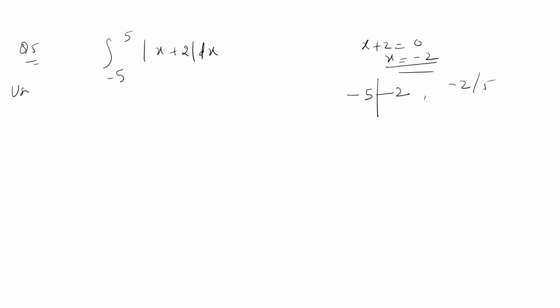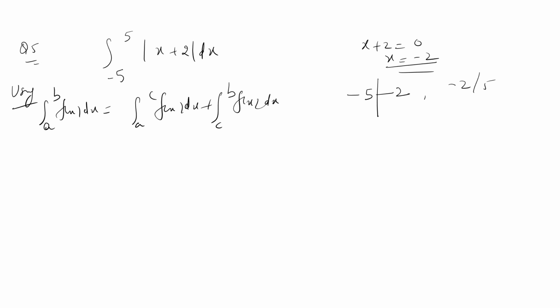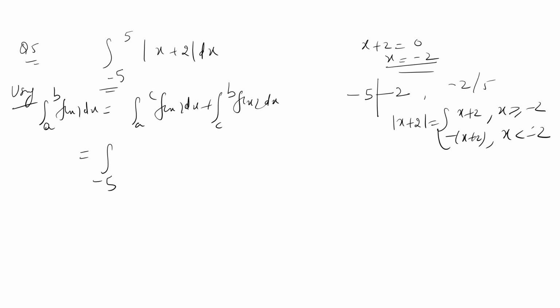Which property will we use? Integral a to b f(x) dx is equal to integral a to c f(x) dx plus integral c to b f(x) dx. You need not write that definition that mod of x plus 2 is plus x plus 2 if x is greater than or equal to minus 2, and minus times that if it is less than. Otherwise, I think it is very clear to you. So you will break it from minus 5, the lower limit, to the breaking point minus 2 here. And who is my x plus 2? And then it is minus 2 to 5. This is your x plus 2 dx.